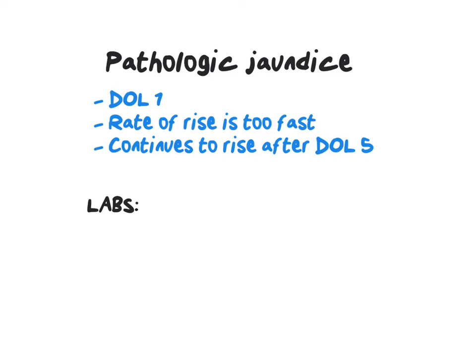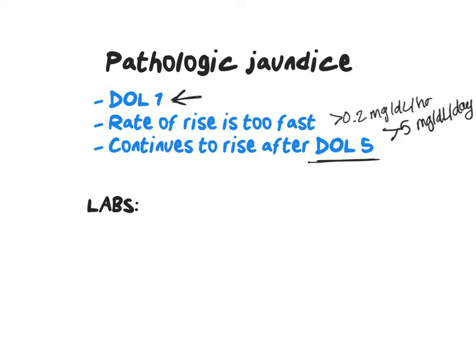So pathologic jaundice is going to be all those things that I just said physiologic jaundice is not. So it's going to be your baby who looks yellow on the first day of life. It's going to be one who has a rate of rise that's greater than 0.2 milligrams per deciliter per hour or more than 5 milligrams per deciliter per day. Or if after day of life 5, the bilirubin continues to rise. This is when you need to start thinking of what else could be going on and if there's a pathologic reason for jaundice.